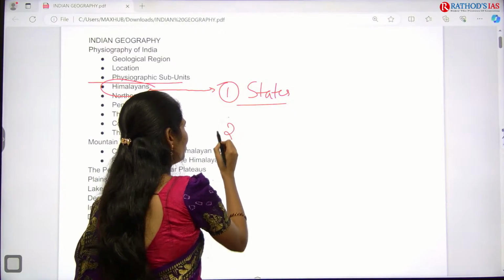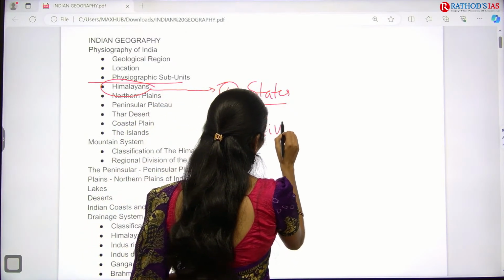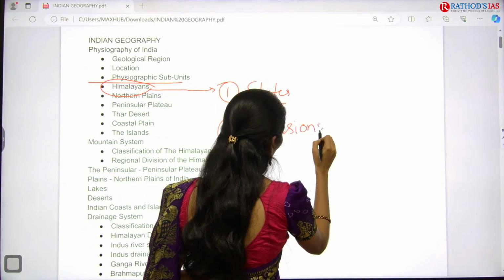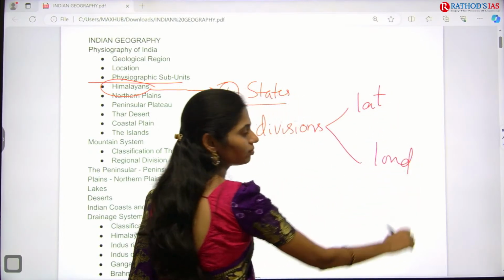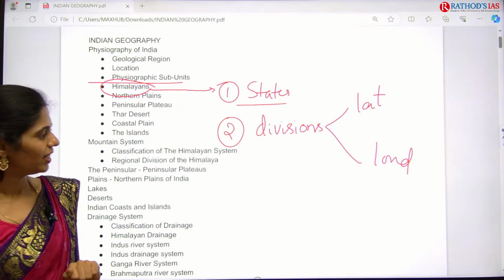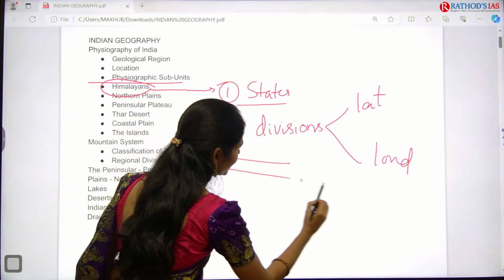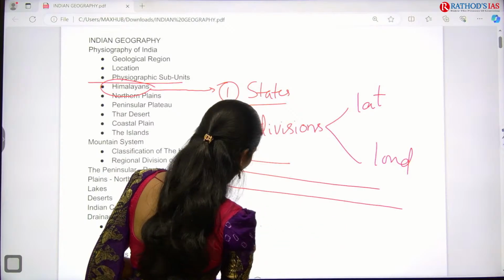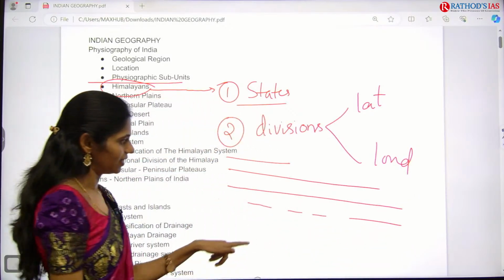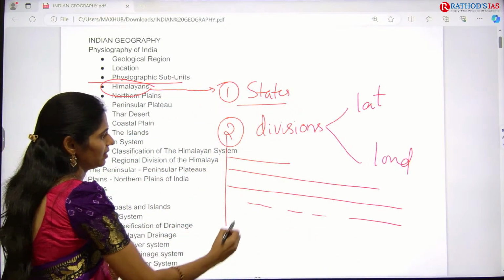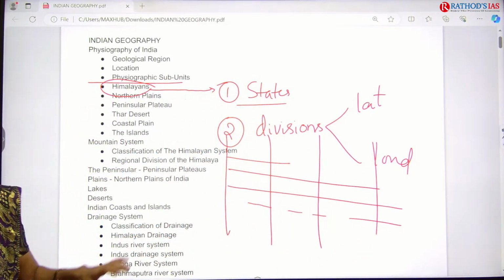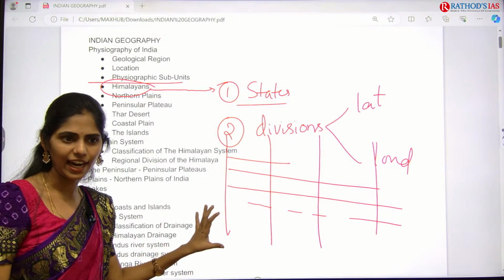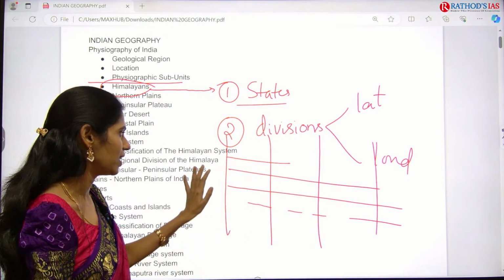And next you have to see divisions. In the divisions of Himalayas, we have to see latitudinal division and longitudinal division. Latitudinal means we have Trans-Himalayas, Greater Himalayas, and here we have Sivaliks, like that. And longitudinal division means Punjab Himalayas, Nepal Himalayas, Kumaon Himalayas, like that. So you have to see both longitudinal and latitudinal extent of these Himalayas.